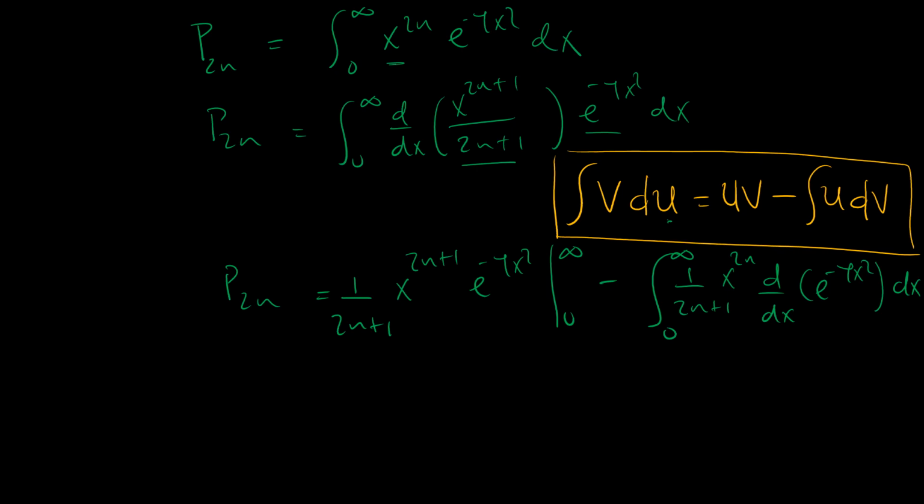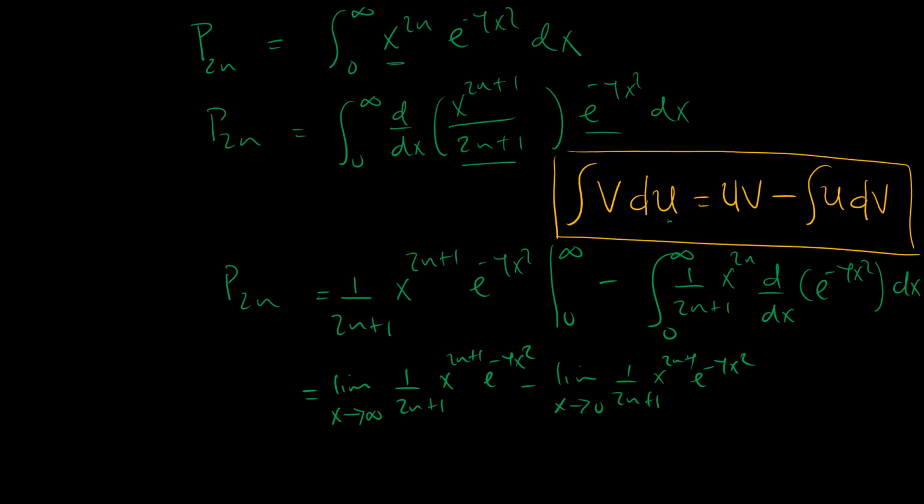As we can see here, this is the same as the limit as x tends to infinity of x to the power 2n plus 1 e, minus the limit as x tends to 0 of 1 over 2n plus 1 times x to the power 2n plus 1 e.